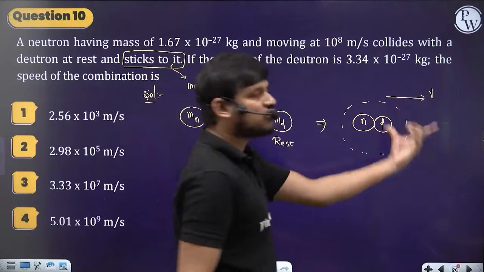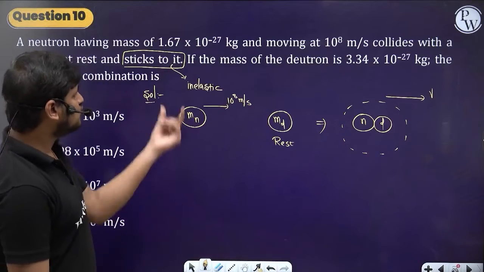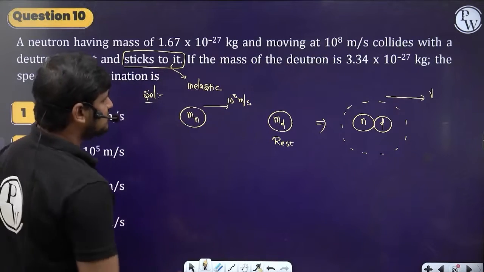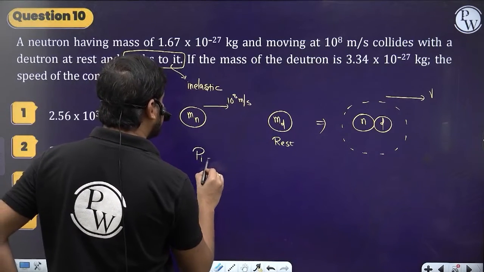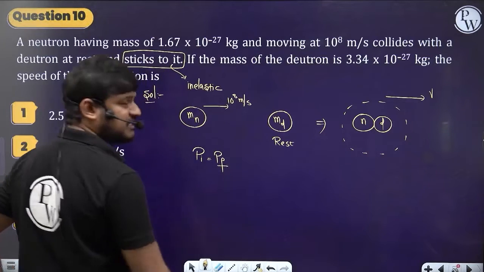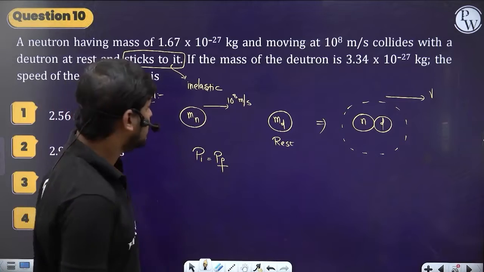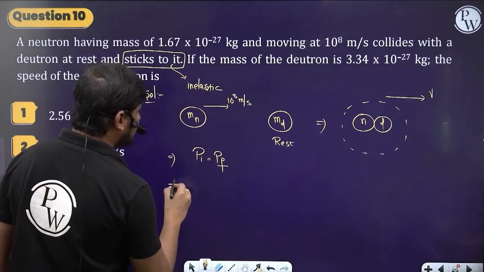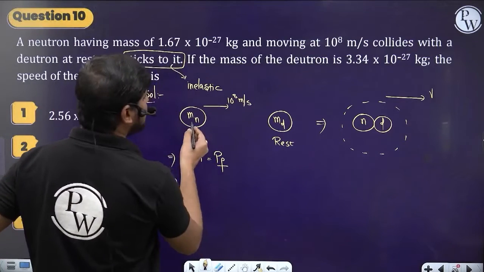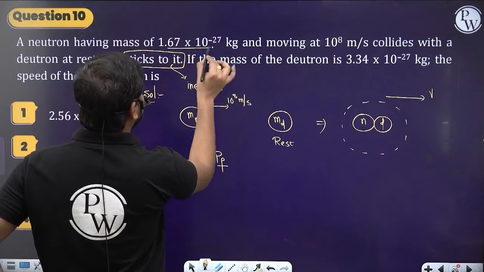So what is that common velocity v? We have to find it. The collision is inelastic, so simply I can take the initial momentum equal to the final momentum. That's it. In an inelastic collision, conservation of momentum takes place, right? So what is the initial momentum? The mass of the neutron into its velocity. What is the mass of the neutron?